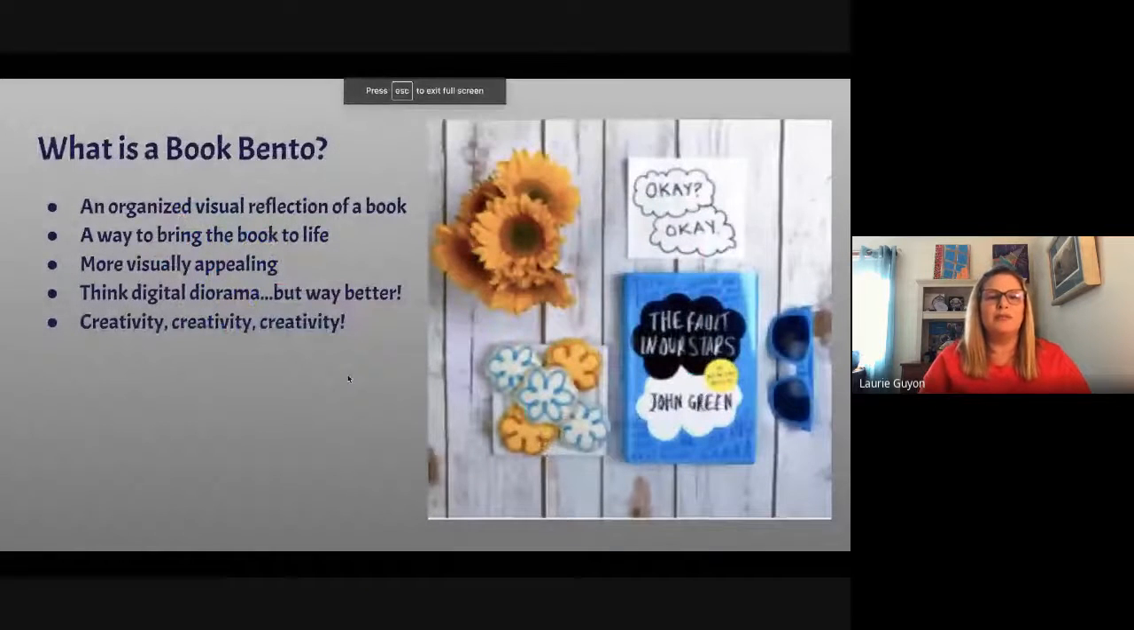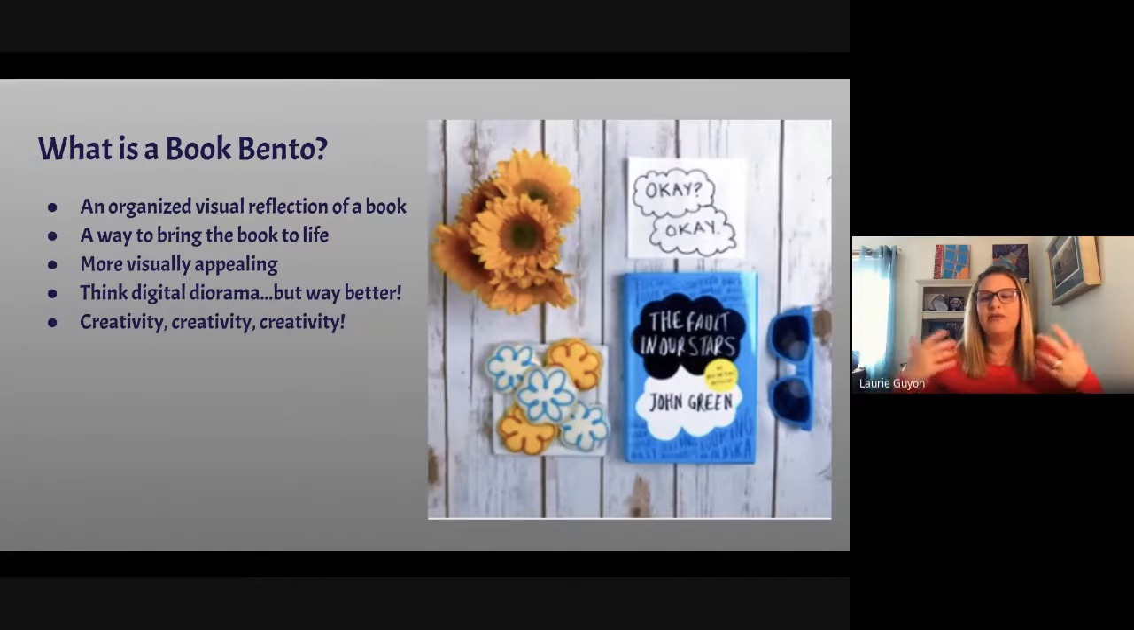So what is a book bento? It's an idea where they create this visual reflection of what the book is about. I grabbed that Fault in Our Stars one, and it's a little blurry because I grabbed it off the Instagram page, but you get the idea. It does bring the book to life in a very different way. It's definitely more visually appealing. I was thinking, like, when we were kids and we'd have to make those dioramas, or create a shoebox design of a story. I think this is very similar to that, but done digitally. So I think it really allows for a lot of creativity.